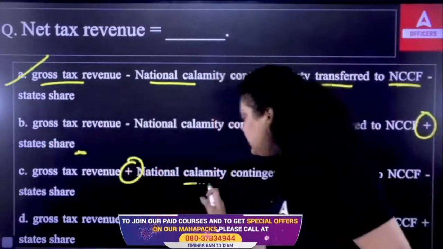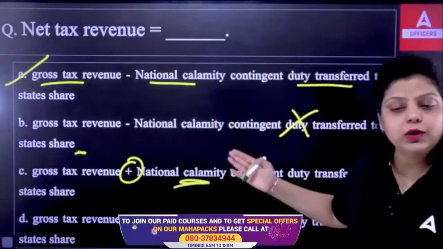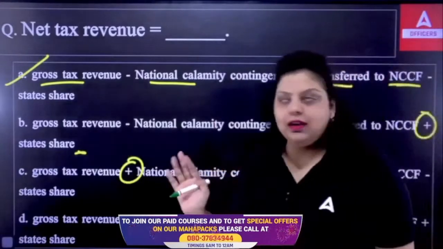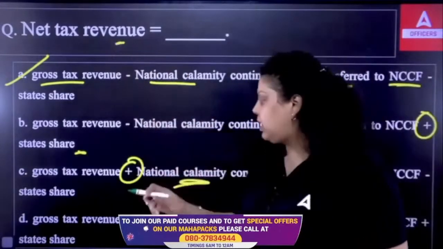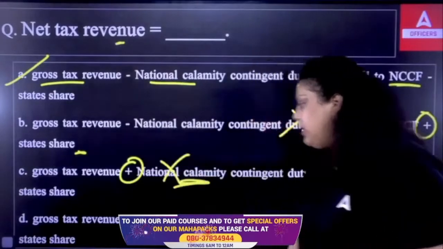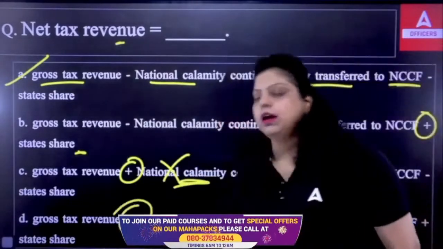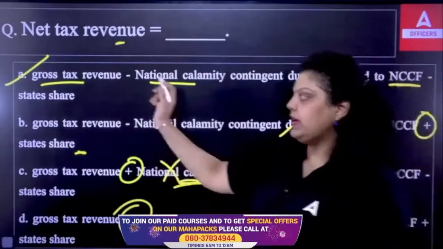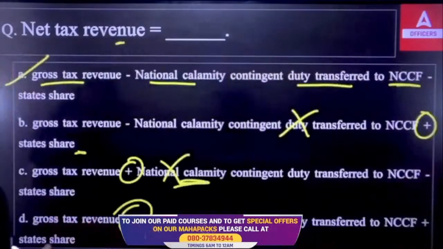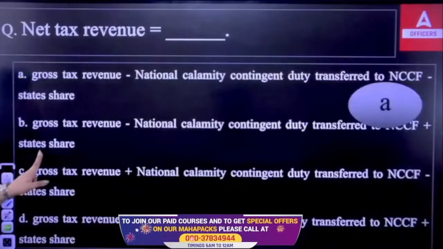Here you are adding the expenditure of national calamity. How can you add it? This is your expenditure, not your income. Tax revenue is the income of the government. This is expenditure, so it cannot be right. The fourth one is again adding the national calamity expenditure. That's why the right answer will be option A. Okay, right answer is A.